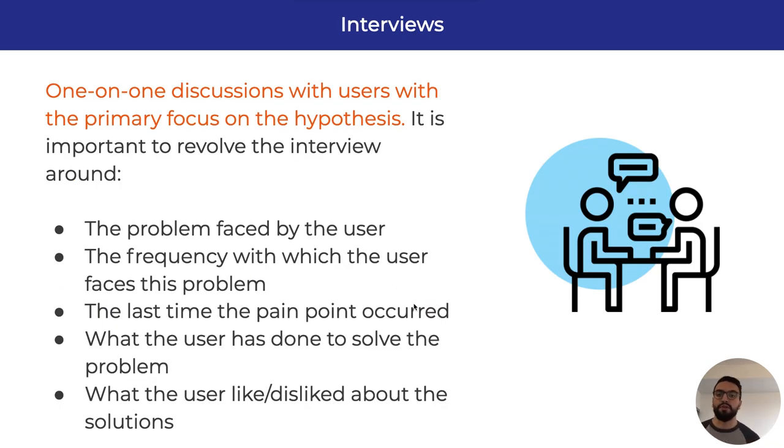Next up is interviews. Interviews, again, are one-on-one discussions with users where the primary focus is on the hypothesis. It's really important to revolve your interview around these 5 things: the problem faced by the user, the frequency with which the user faces the problem, the last time the pain point occurred, what the user has done to solve the problem, and what the user liked or disliked about the solutions.